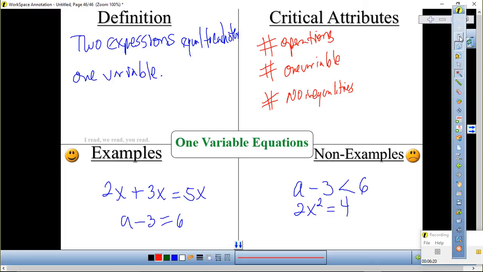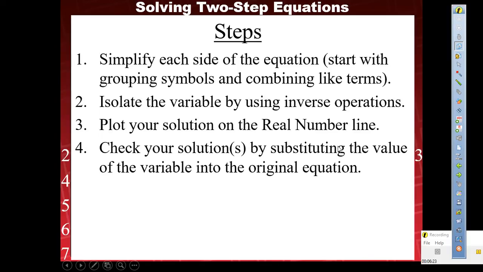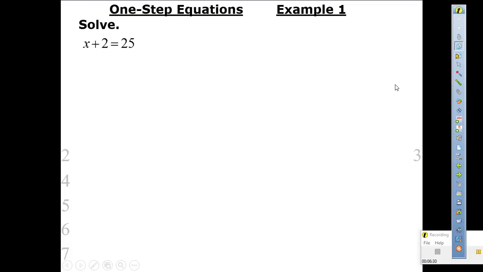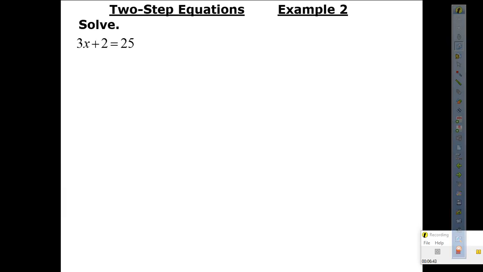All right. Now that we got that done, our steps we already know: simplify, isolate, plot, and check. Before we get started, look up, please. Don't copy this. Look up to the screen. We already covered stuff that looked like this. Now we're moving on to stuff that looks like this. We're done with this, and we're moving on to this. Do you guys see it? Look up to the screen. We're done with this, and we're moving on to this. All right? Yeah, two-step equations.